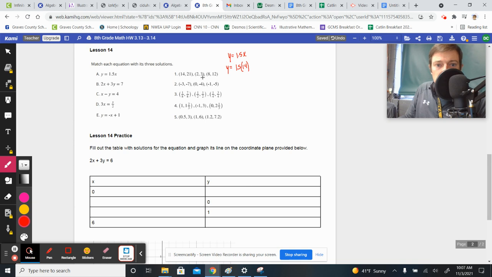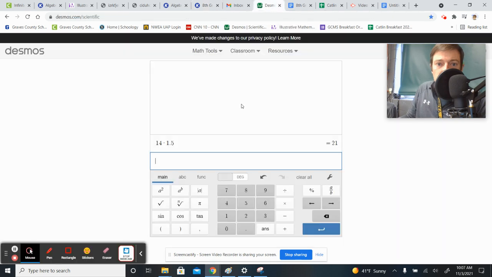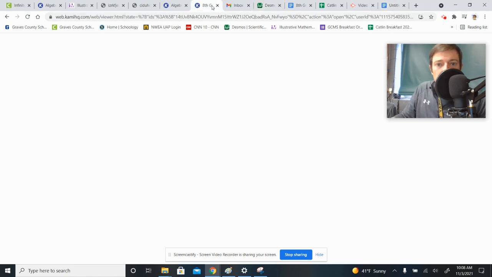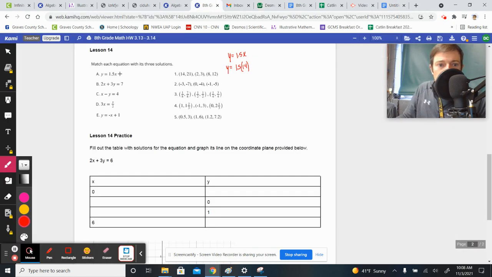If we do 2 times that and 8 times that, we should get 3 and 12. So let's see what happens if we do 2 and 8 in the place of 14. If that's a 2 instead, it's 3. And then the other one was 12 and 18. So if I put in 12, do I get 18? Yes. So I found the pair that works for that one, and that turns out to be the first one. So A matches 1. You guys go together.